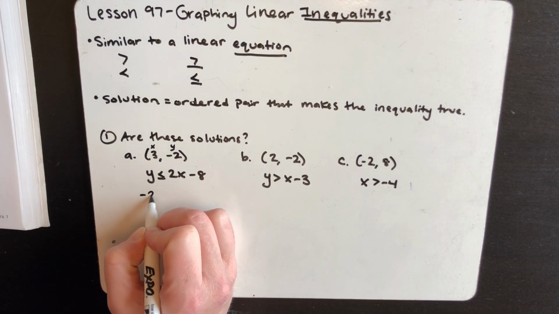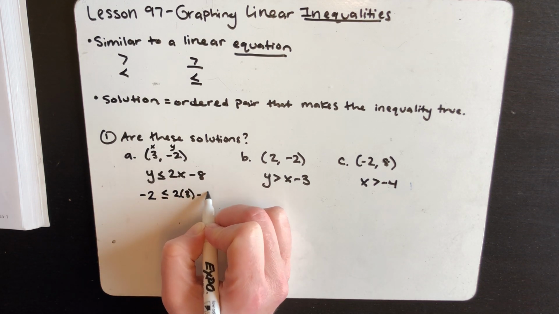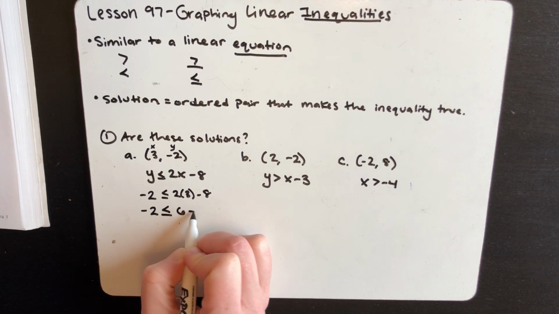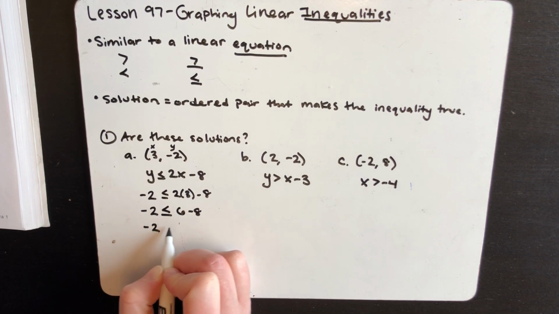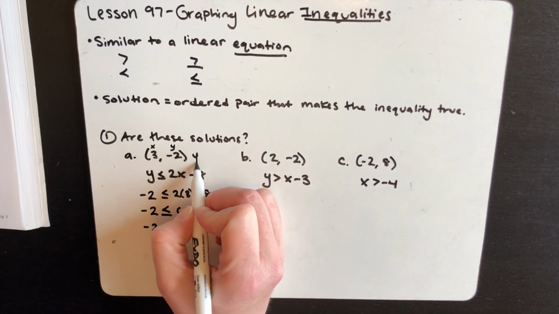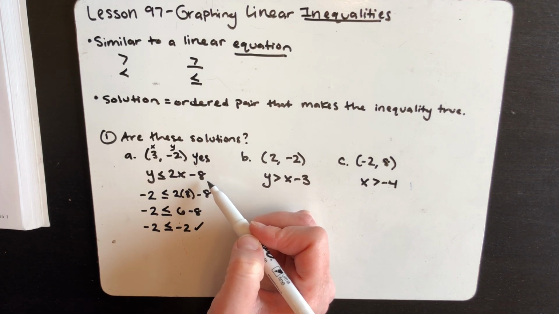So we want to know, is -2 less than or equal to 2 times 3 minus 8? Is -2 less than or equal to 6 minus 8? Is -2 less than or equal to -2? Yes, it is. So yes, this is a solution to that linear inequality.